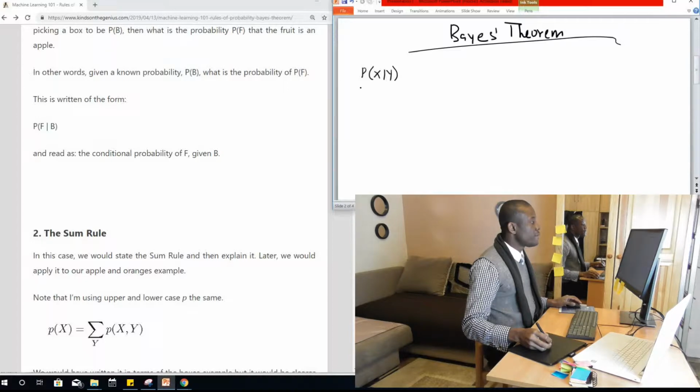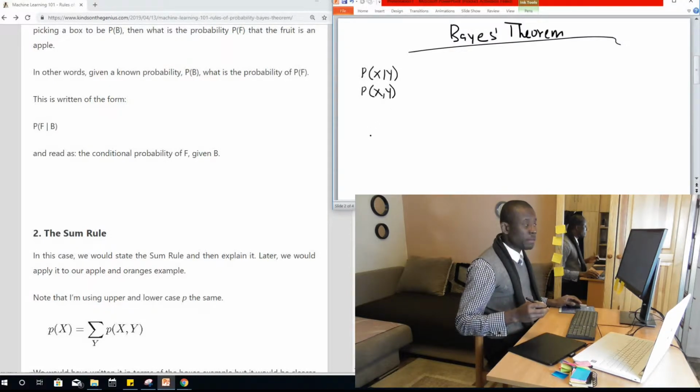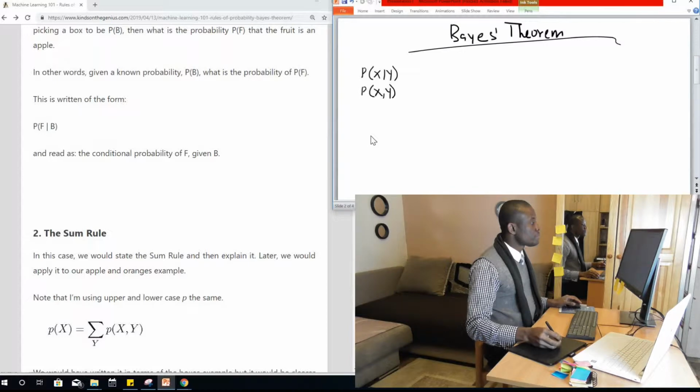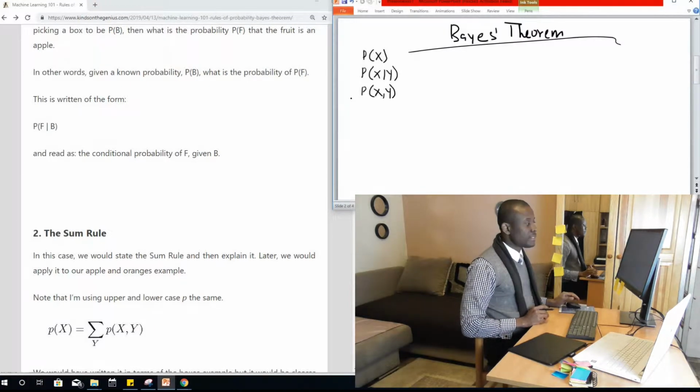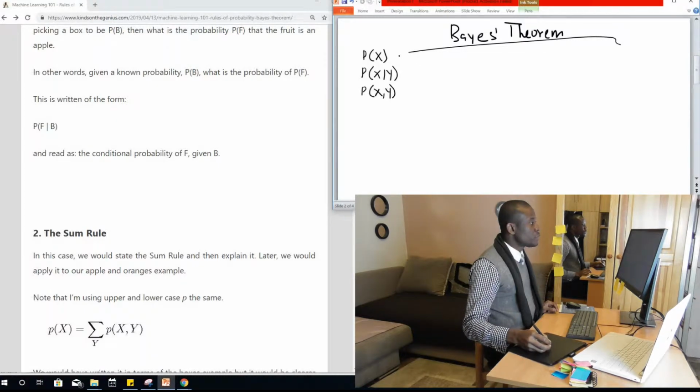We also have the joint probability, which is written like this. This means the joint probability of X and Y. And then we have the marginal probability of X. So these are the terms. Now the sum rule is a rule that helps us find the marginal probability.